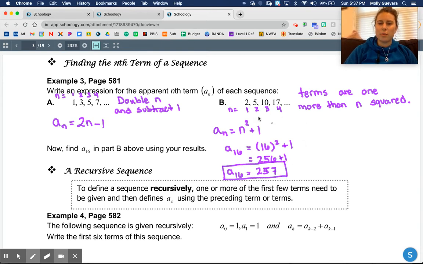So having the explicit equation here is really helpful because then I can find any term that I want. Okay, so when we have the explicit equations, all I have to do is plug in the number that I want, right? If I want to know the 20th term, I just plug in 20. If I want to know the 100th term, I plug in 100. Okay, so that's why the explicit equation is so helpful.